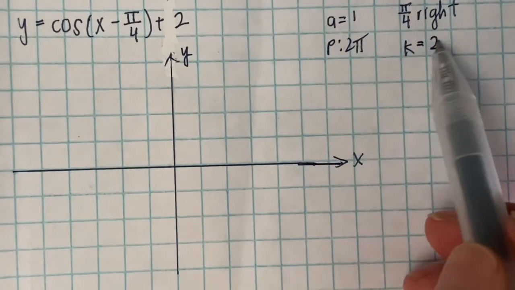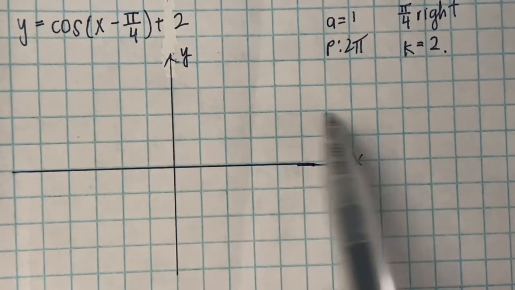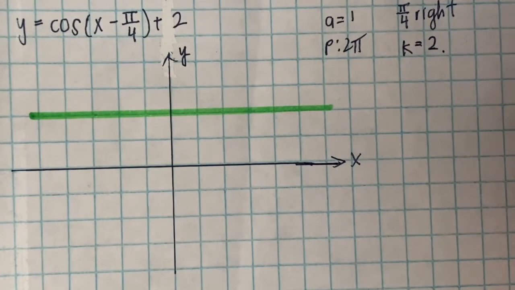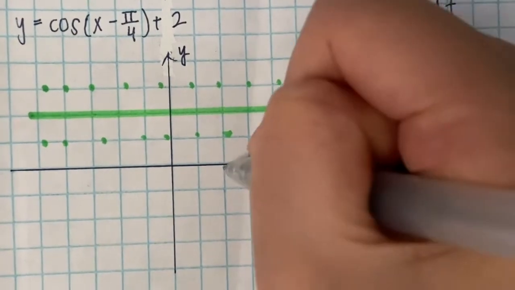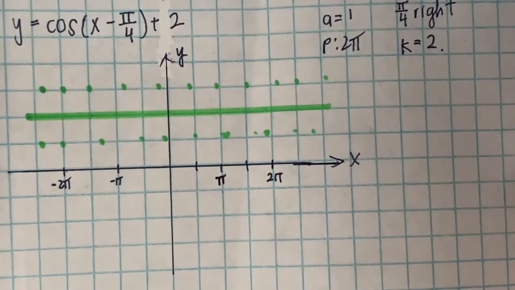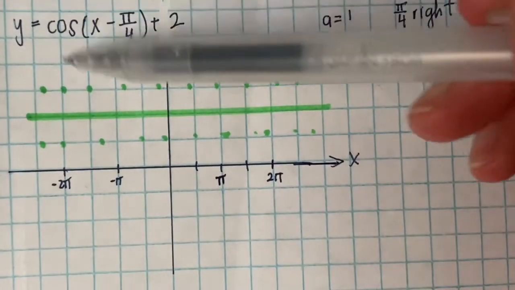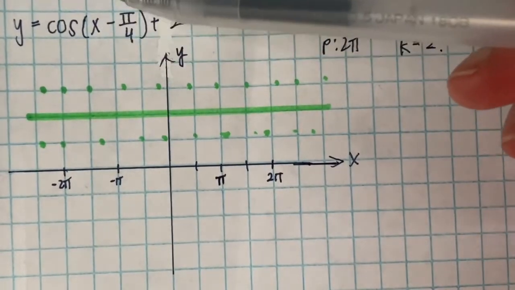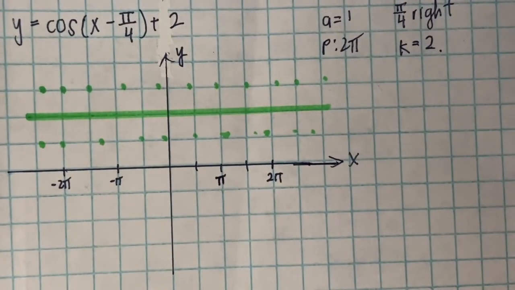Let's set up our graph. Because we have a vertical shift of 2, we have our midline at y is equal to 2. And because the amplitude is 1, there is a maximum at 3 and a minimum at 1. The period is 2 pi, so I'm going to place 2 pi on our graph and divide it into quarters. Now you can graph this one of two ways. We can graph the function before the phase shift and then shift all the points pi over 4 units to the right. So I'll do that here.